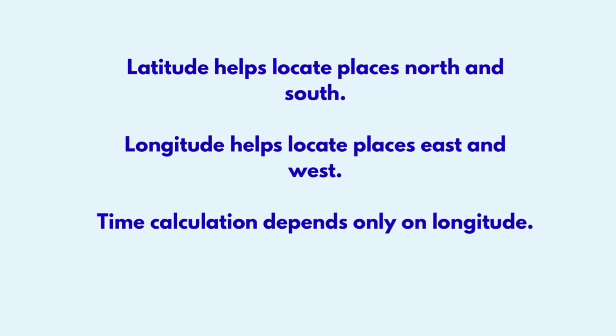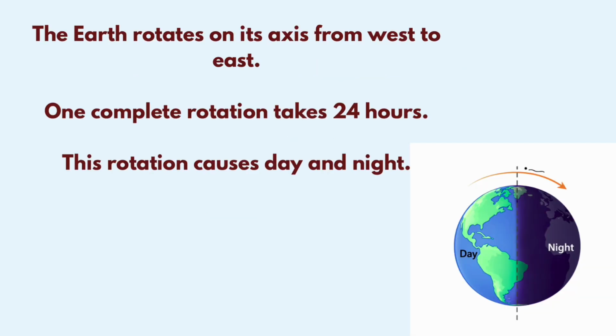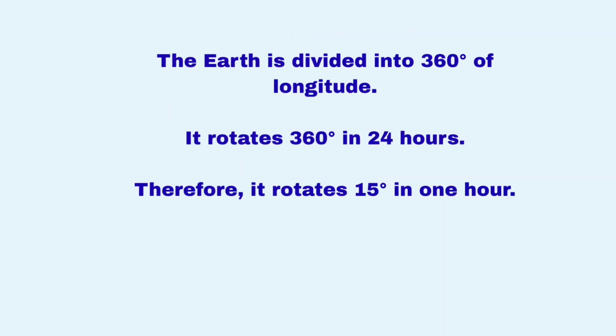Latitudes help locate places north and south, and longitude helps locate places east and west. So the time calculation depends only on longitude. The earth rotates on its axis from west to east. One complete rotation takes about 24 hours. So this rotation causes the day and night.